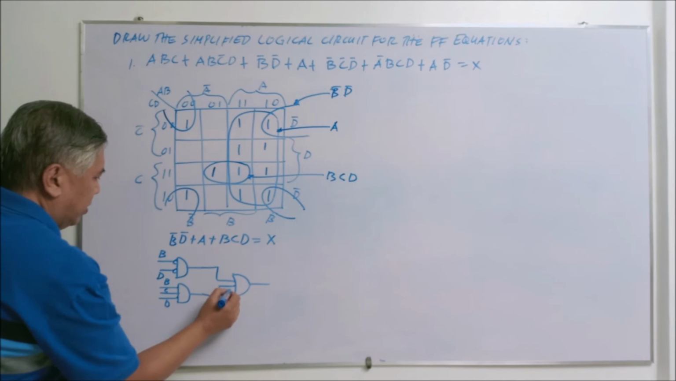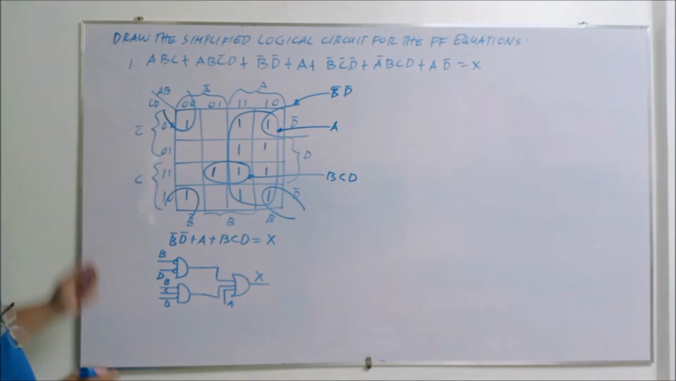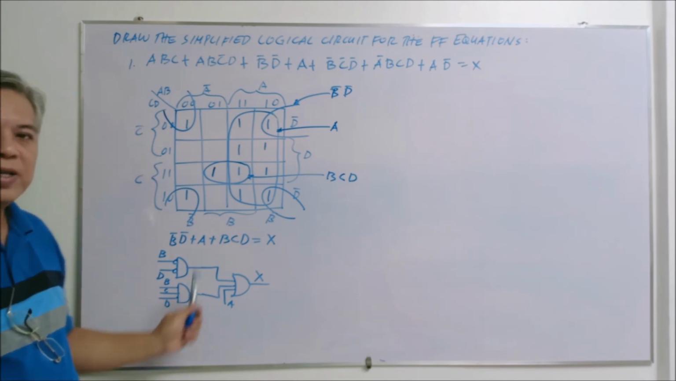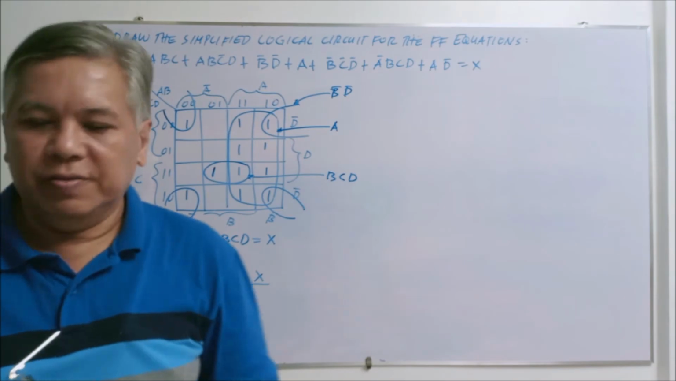So you have here A. So the output is X. That will be our simplified logical circuit.